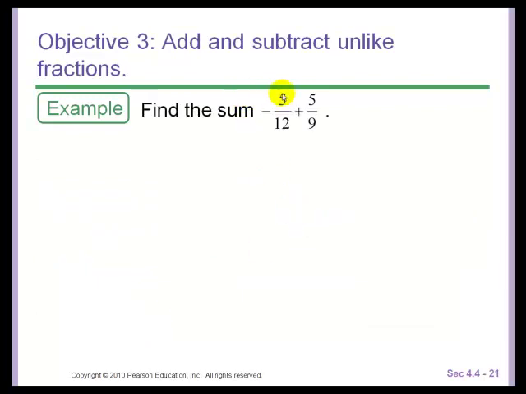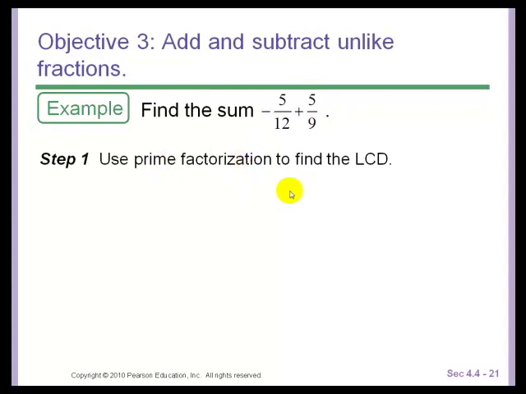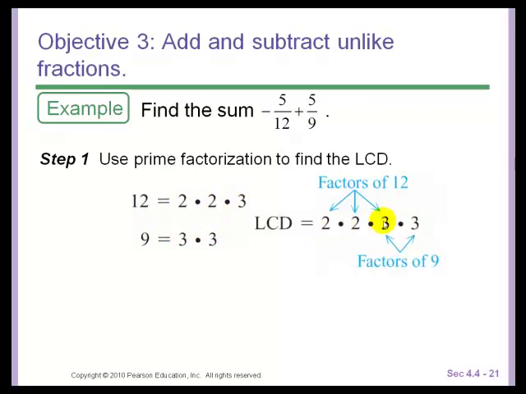Another example. Find the sum of -5/12 plus 5/9. Let's use prime factorization to find the LCD. 12 is 2 times 2 times 3, and 9 is 3 times 3. We're going to need 2 2's and 2 3's in our LCD. The 2 2's and that first 3 covers our 12, and the 2 3's cover our 9. This gives us a common denominator of 36.